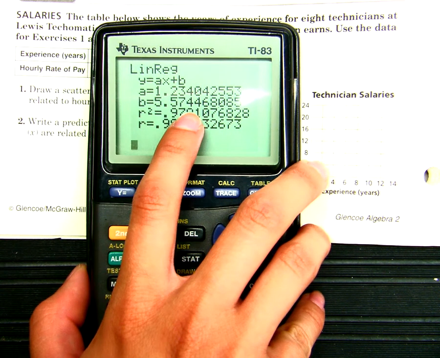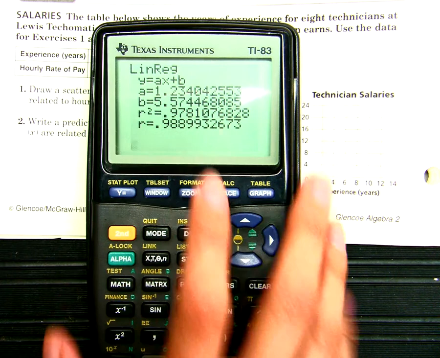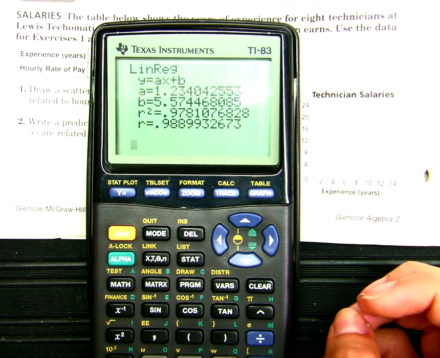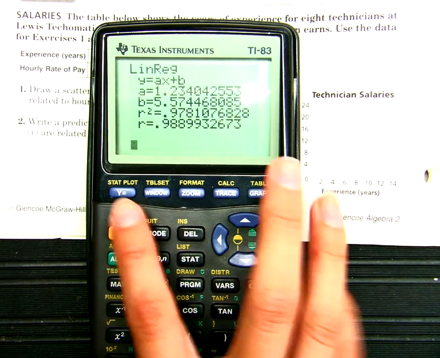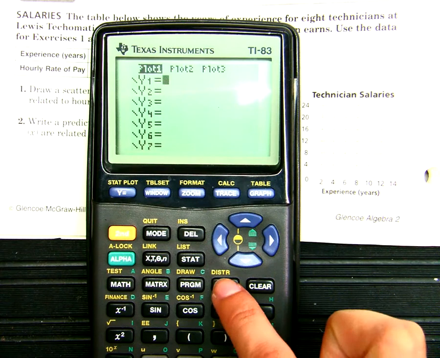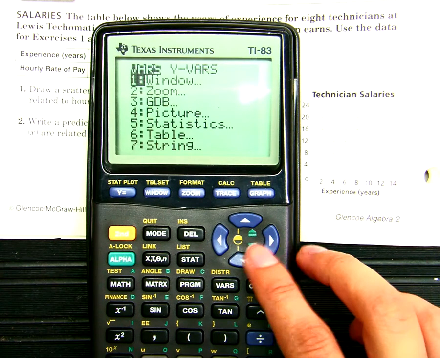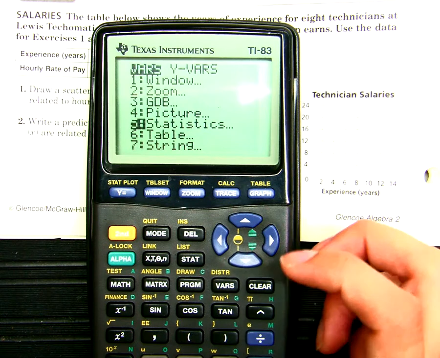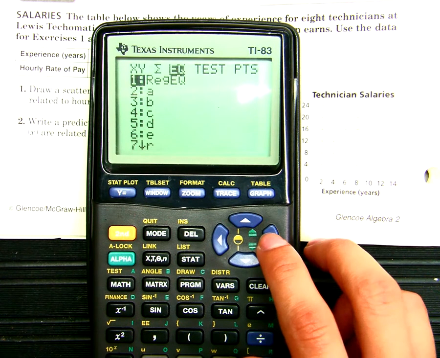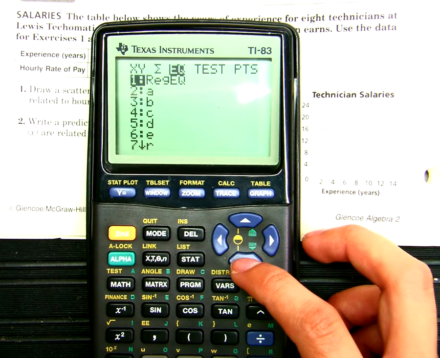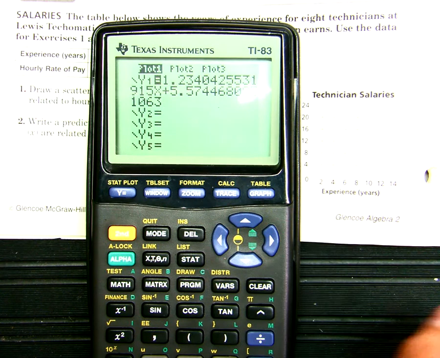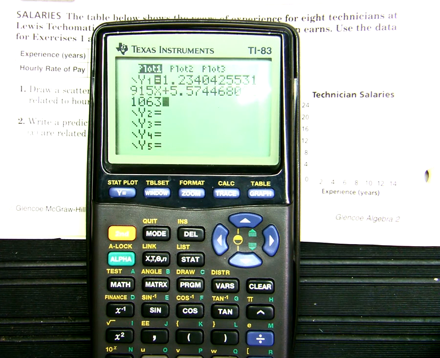Now we can get things off of our calculator, because I have an equation of a line, and I want to input that equation on my graph. So I'm going to go back to y equals, and then hit vars. I'm going to go down to statistics, hit enter. I'm going to go over to EQ, and I want RegEQ, so hit enter there. It should copy and paste that right into your y1 equals.